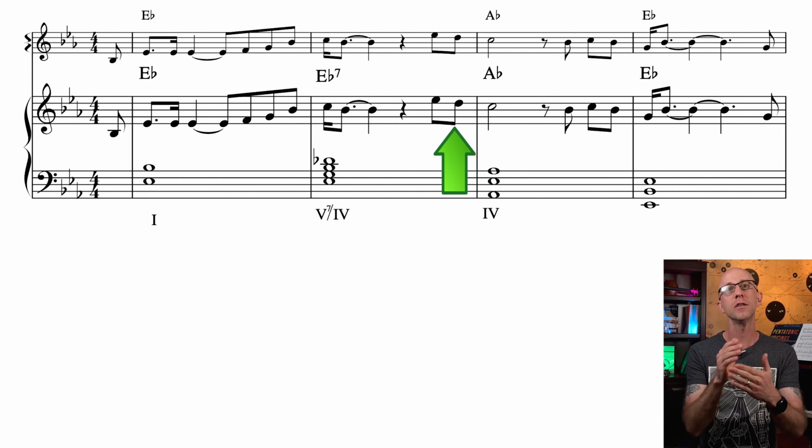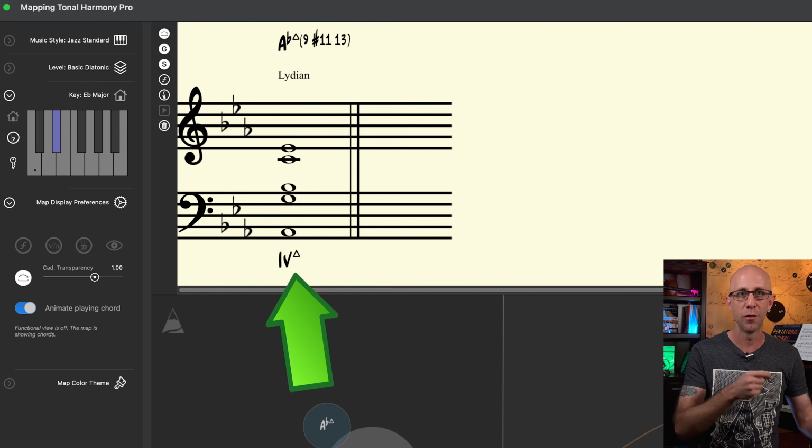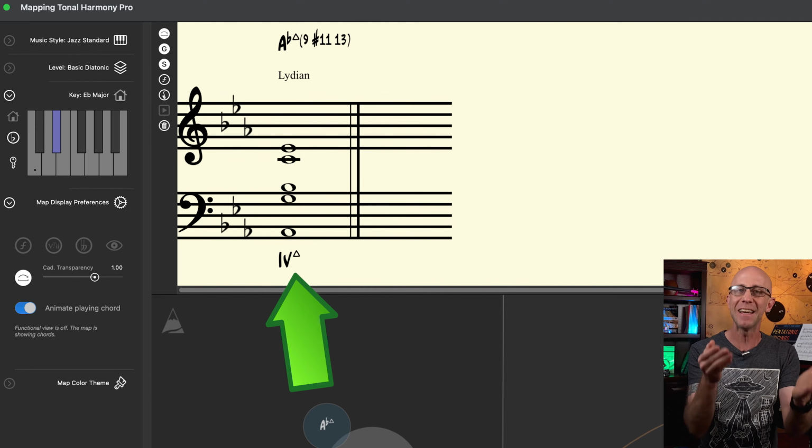Chord scales are essential in harmony. You always want to consider the entire chord scale, not just the chords. This A flat chord is actually an A flat major 7, 9, sharp 11, 13, a Lydian A flat chord.